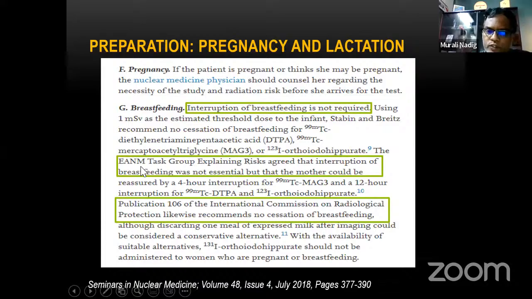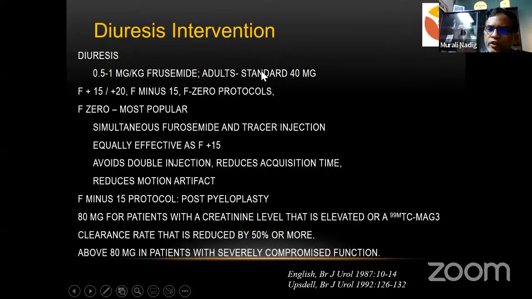All the task forces, the SNMMI task force and the International Commission on Radiological Protection (ICRP), always recommend no cessation of breastfeeding. So diuretic intervention is done in the form of furosemide injection at 0.5 to 1 mg per kg. Adult standard is 40 mg, and there are different protocols like F+15 or F+20, where the isotope is injected first and furosemide is injected 15 or 20 minutes after the isotope injection. Or we can have F-15, where furosemide is injected 15 minutes before the isotope injection. And the F0 protocol is where we inject furosemide along with the isotope injection.